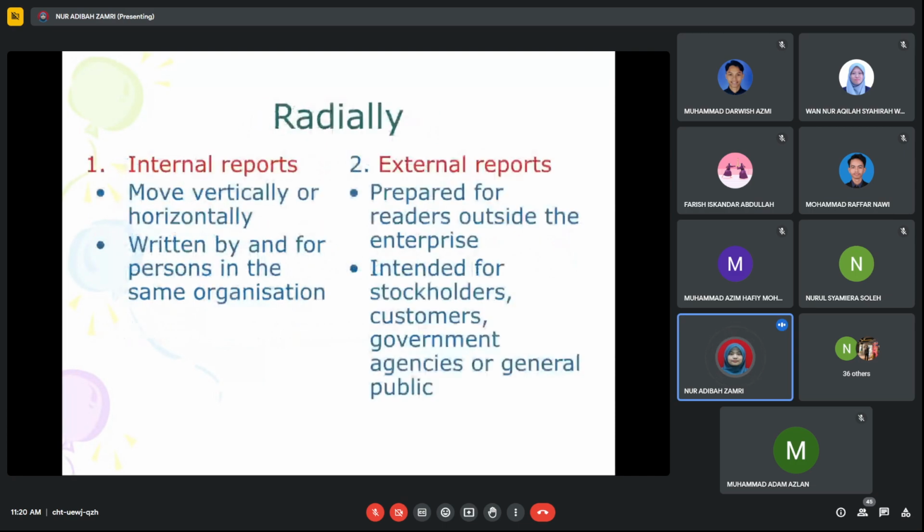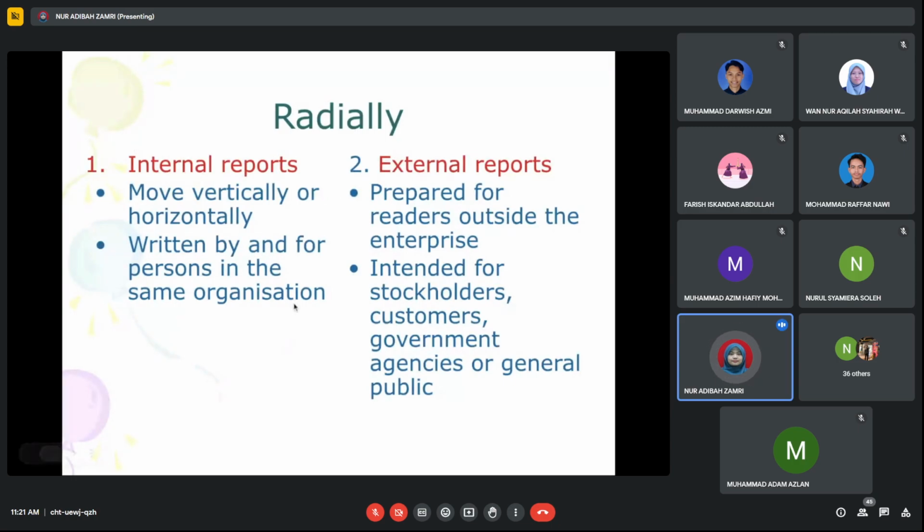All right, and then this one is radially: internal report and also external report. So internal and external reports fall under radially. It can be moved vertically or horizontally for internal reports, written by and for persons in the same organization. For external reports, they are prepared for readers outside the enterprise, intended for stockholders, customers, government agencies, or the general public. So basically that is the difference between internal and external.